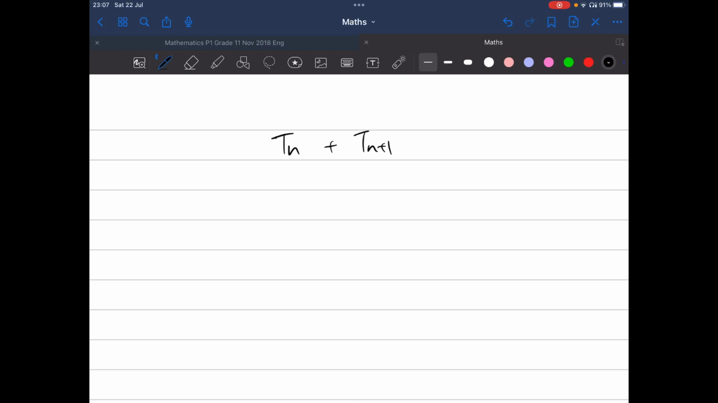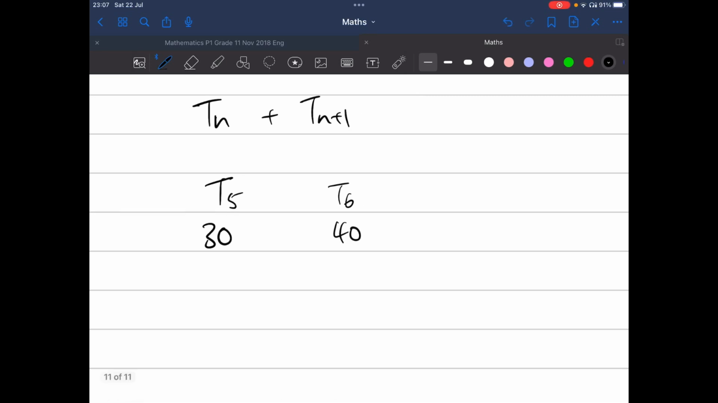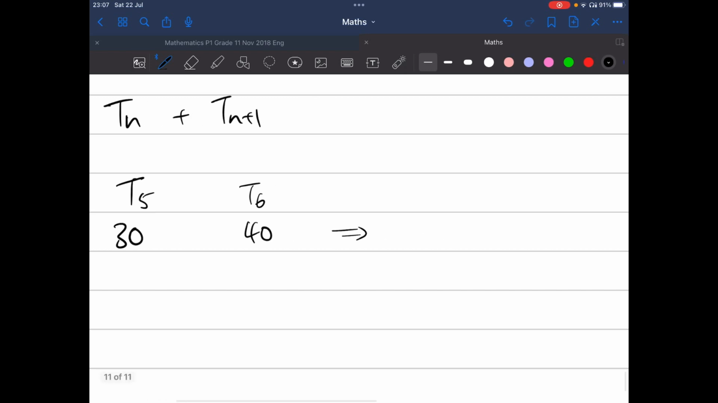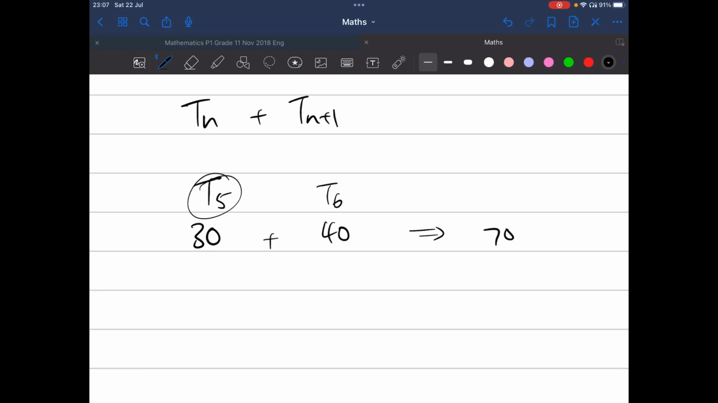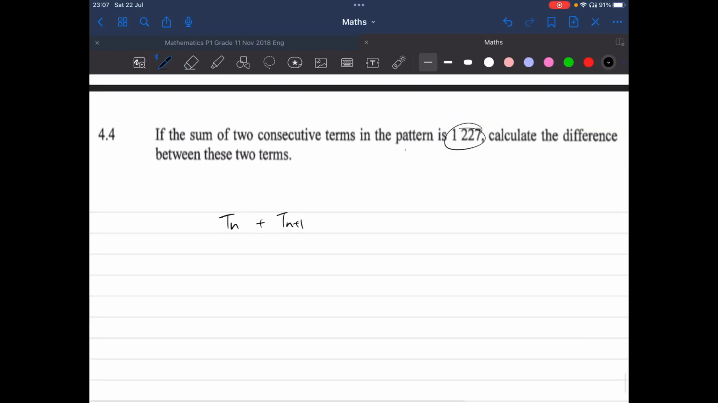Let's say, for argument's sake, this is T5 we're talking about. Okay, and let's just make up a number. Let's say at T5 the value is 30, right? And at T6 the value is 40, right? That means the sum of two consecutive terms in this example would be 70, right? Because I just add those two. So this is Tn and this is Tn plus 1. Okay, so in this case we're told that the sum gives us 1227.